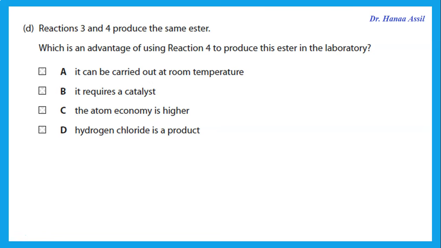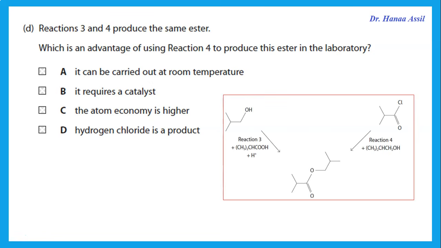Reaction 3 and 4 produce the same ester. Where is 3 and 4? This is 3 and 4. It produces a certain ester, but by two different methods. So reaction 3 is the alcohol reacting with acid. Reaction 4 is the acyl chloride reacting with the alcohol.